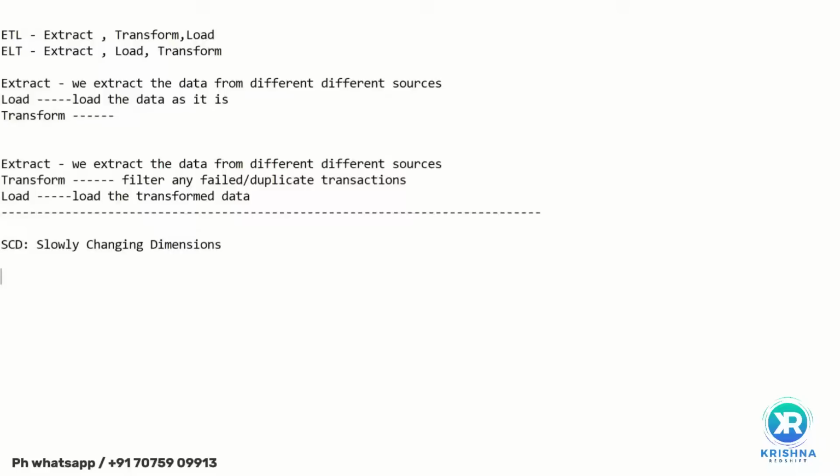First you will be asked what is SCD. Then you will say SCD stands for slowly changing dimensions. Then the next question is what are the different types of SCD. There are different types of SCDs: SCD type 1, SCD type 2, and SCD type 3.